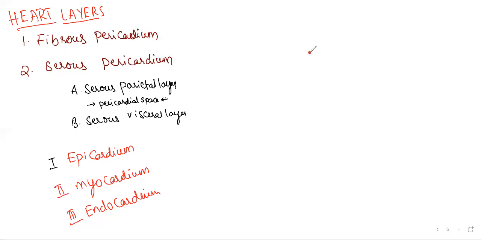Let me show you first of all the fibrous pericardium. This is the fibrous pericardium, which is made up of irregular dense fibrous connective tissue, which is very hard. What next? The next layer is the serous pericardium, isn't it? Serous pericardium, we already described in the form of the serous parietal layer and the serous visceral layer. Yes, the green one which I am showing here.